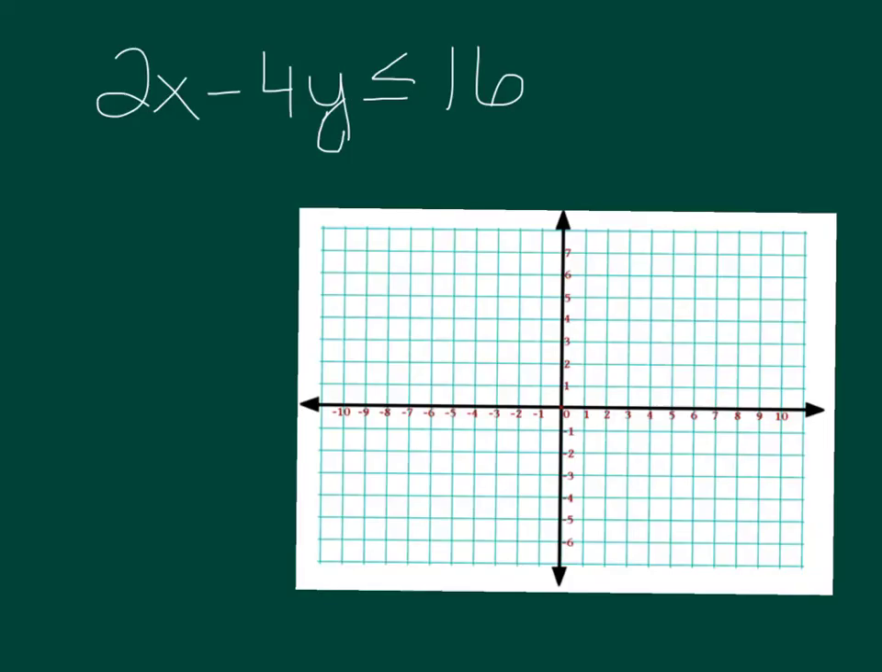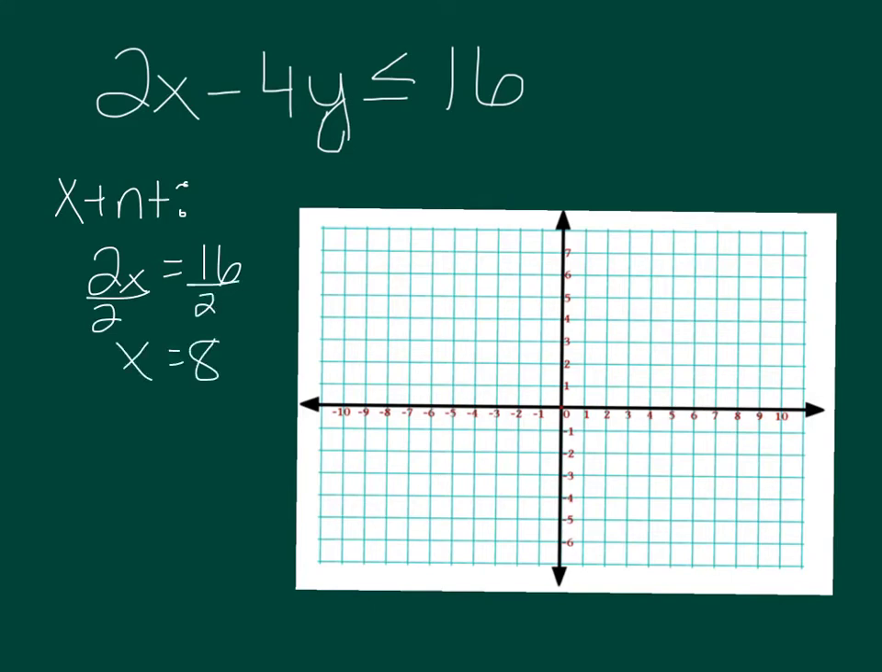All right, so now we have a couple more examples here. This example is in standard form, so we need to graph it like we would normally graph something in standard form. So we're going to find our x-intercept by plugging in 0 for y, so we're going to solve the equation 2x equals 16. So our x-intercept is going to be 8. So we're going to put a dot at 8 on our x-axis.